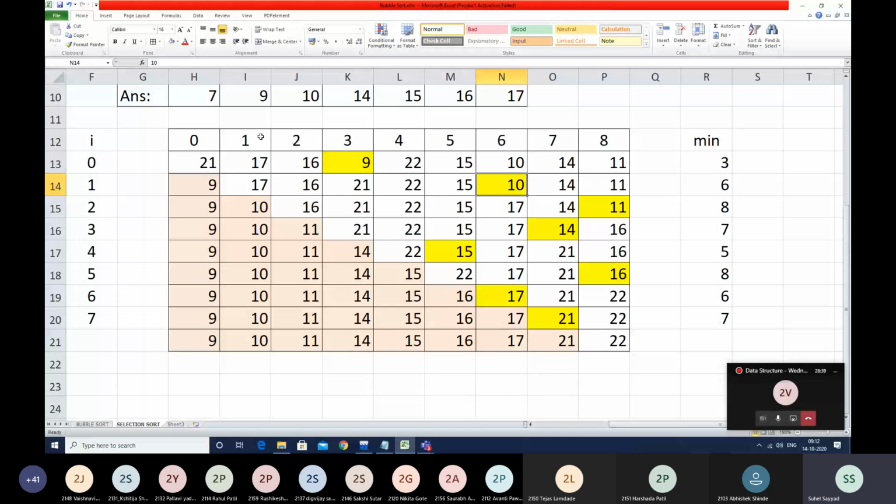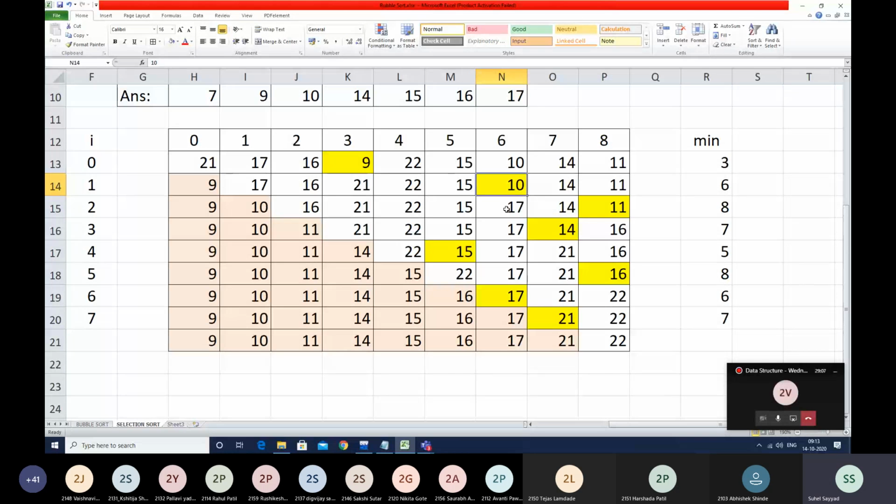Are you getting this, my dear students? So once we find the min, we do a swap of A of min with A of I, because now I is incrementing in our iteration. In the first iteration, the swap happens with the 0th location. In the next iteration, the swap happens with the first location, and so on. The journey continues. Now the major task is to find this min.